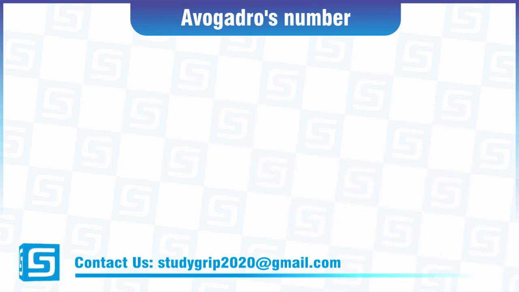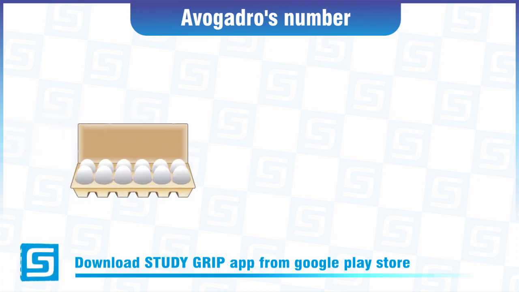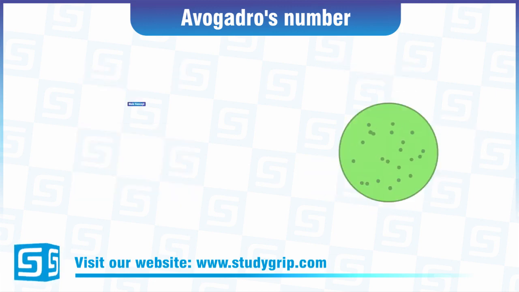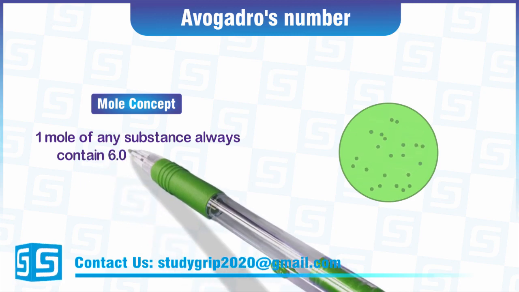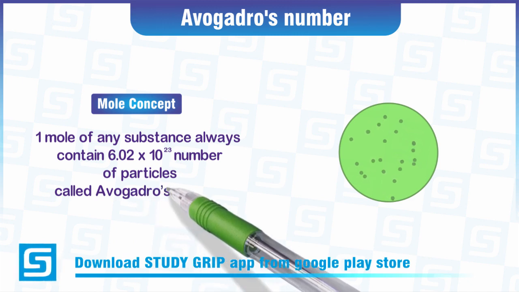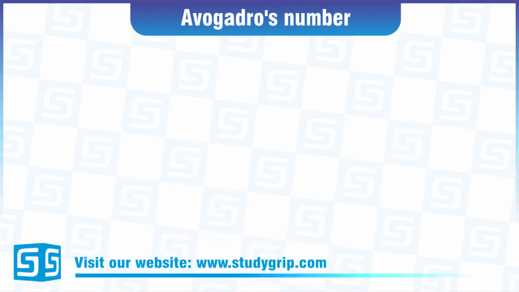Dear students, you know that in our daily life we use different units to express different quantities, as there are 12 units in a dozen. There are 2 units in a pair. In such a way, 1 mole of any substance always contains 6.02 × 10^23 particles, called Avogadro's number. More interesting examples from our daily life.